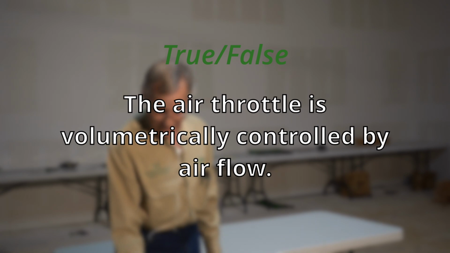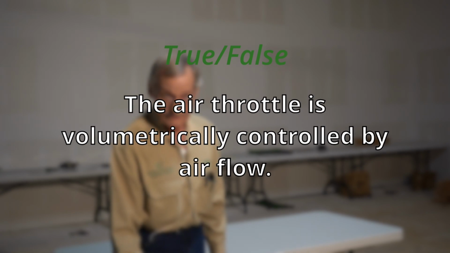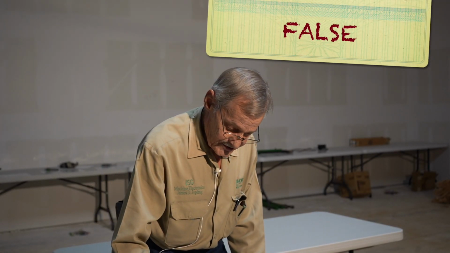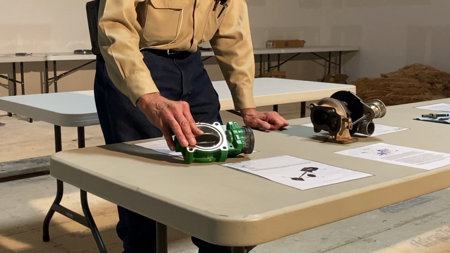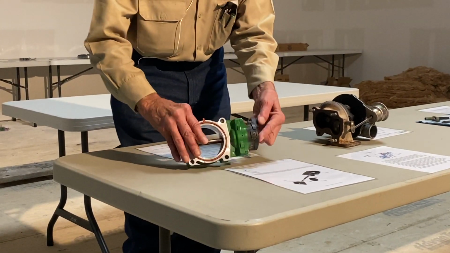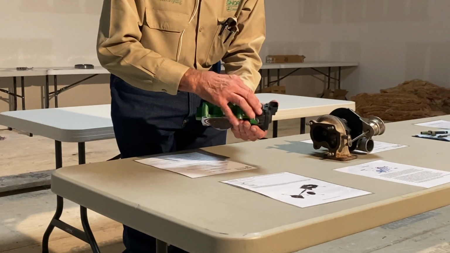Now, the last question is false. The air throttle is volumetrically controlled by airflow. No, there again, it's controlled by an ECU, a control unit, a processor, and it's actually got a servo built into this, which manipulates that air throttle. But anyway, that is all concerning the air throttle.